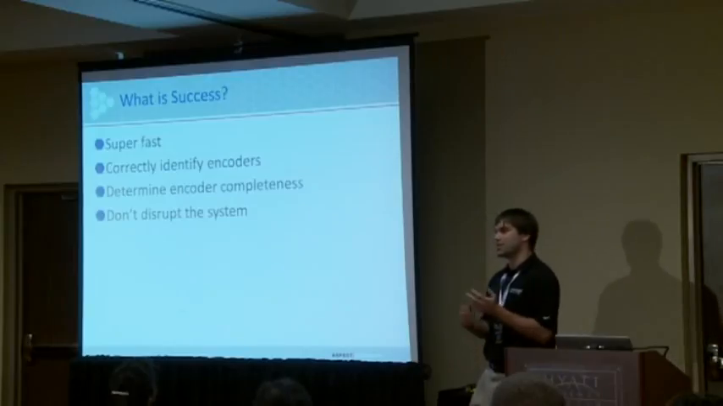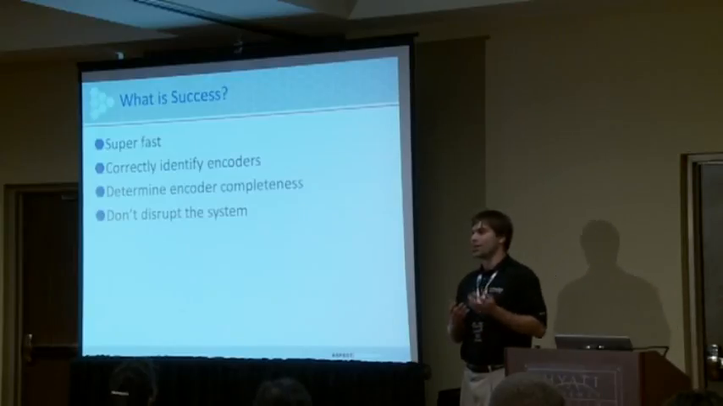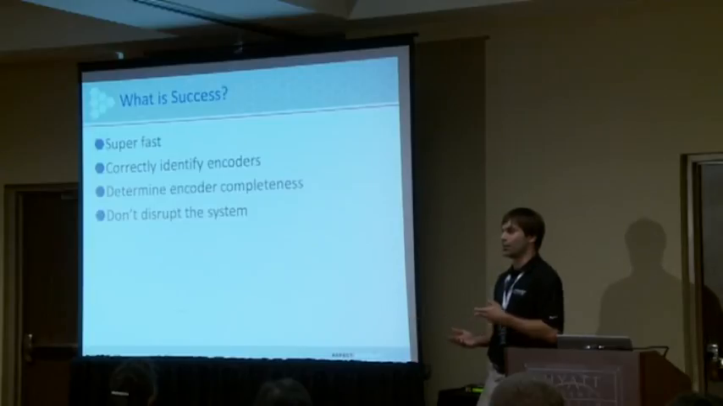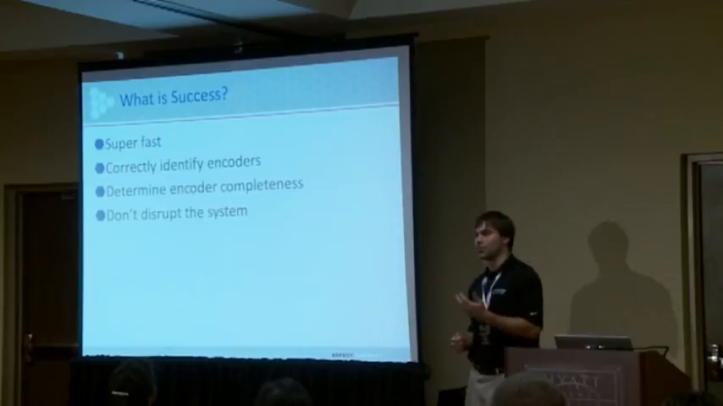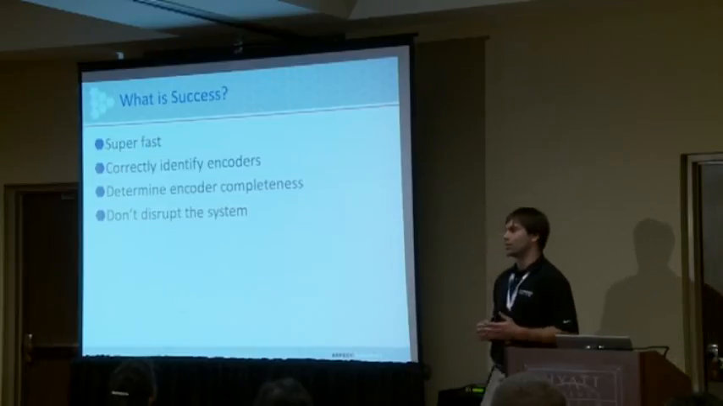So if it's an HTML encoder, does it encode enough that it's a safe encoder for HTML, or does it leave things out? Same for other types. And lastly, of course, we don't want it to disrupt the system. Again, that's the reason for building new class files rather than running it in place.